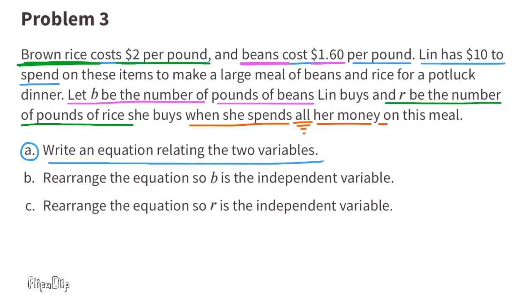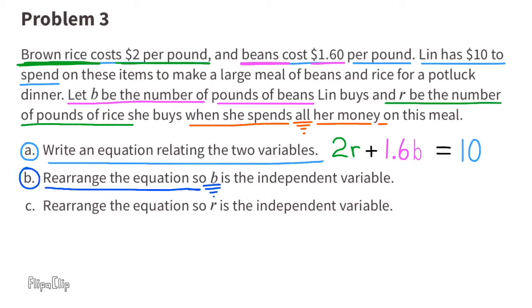Rice at $2 per pound can be expressed as 2R, and beans at $1.60 per pound can be expressed as 1.6B. So the equation would read 2R plus 1.6B equals 10. B. Rearrange the equation so B is the independent variable. To get the R by itself, we have to divide every term by 2.